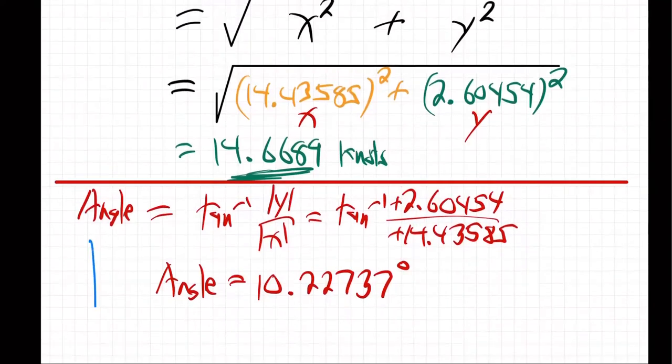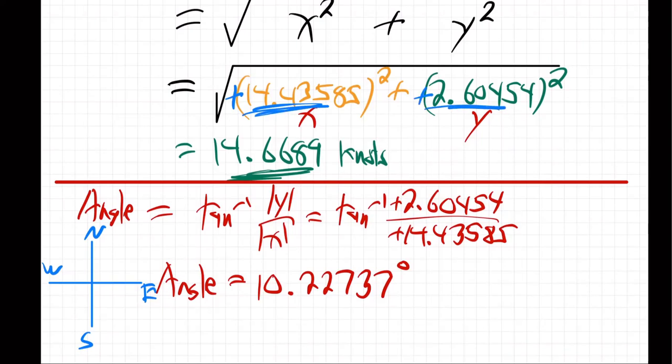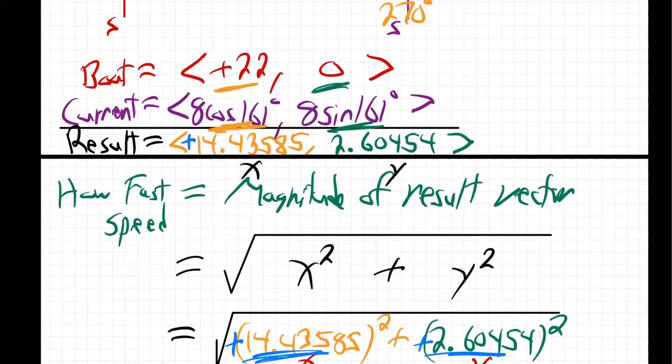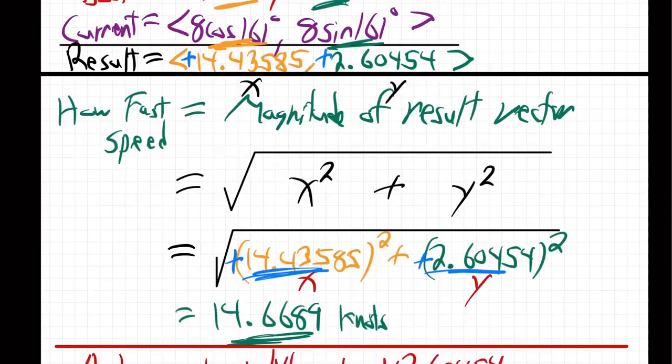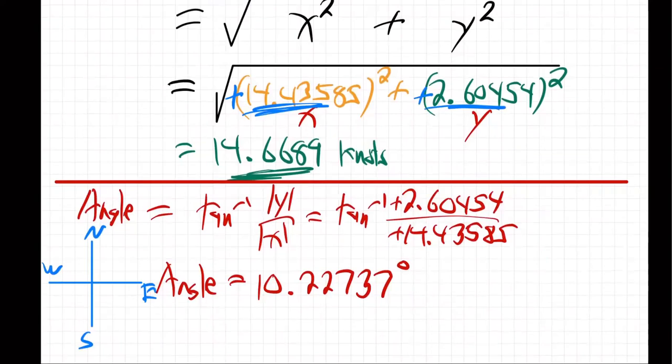Well, if you draw a little axis system, right, with north, south, east, and west, this is a positive x and a positive y. Or you can go back here, right? They're both positive. The resultant vector, both x and y, are positive, aren't they? So that means this is going up to the right, because x is positive and y is positive. So this vector is in the first quadrant, 1, 2, 3, 4.